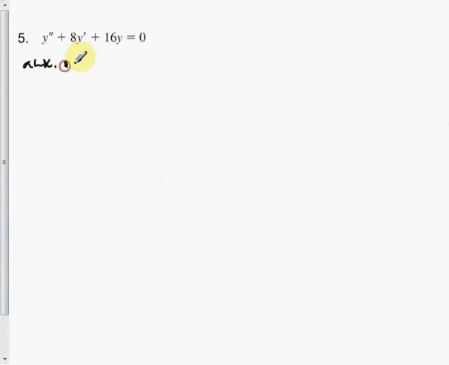So the auxiliary equation is m squared plus 8m plus 16 equal to 0. See if we can factor. Some of them you can factor, some of them you have to use the quadratic formula, and some of them you have to use synthetic division.